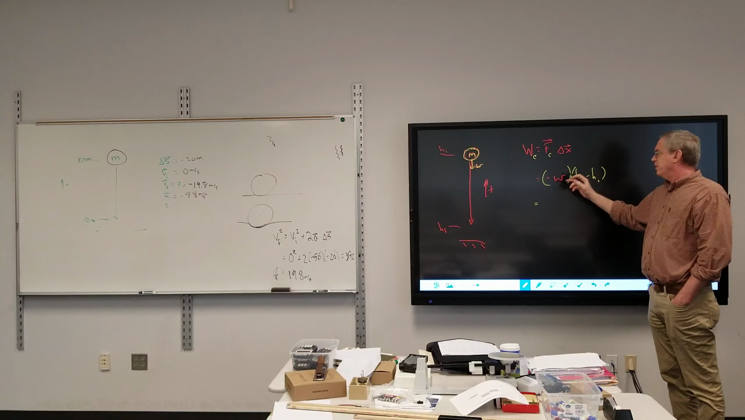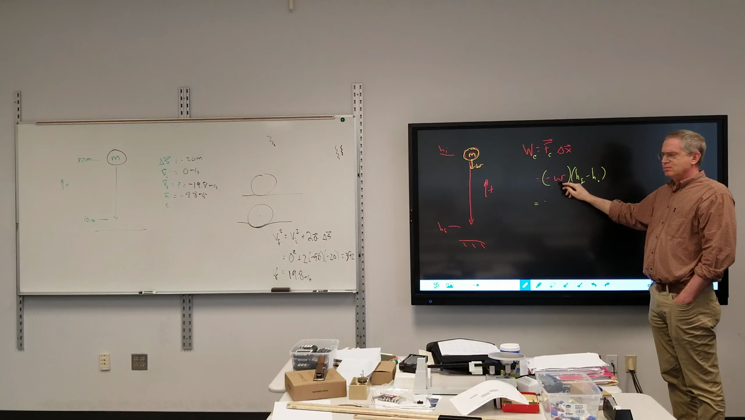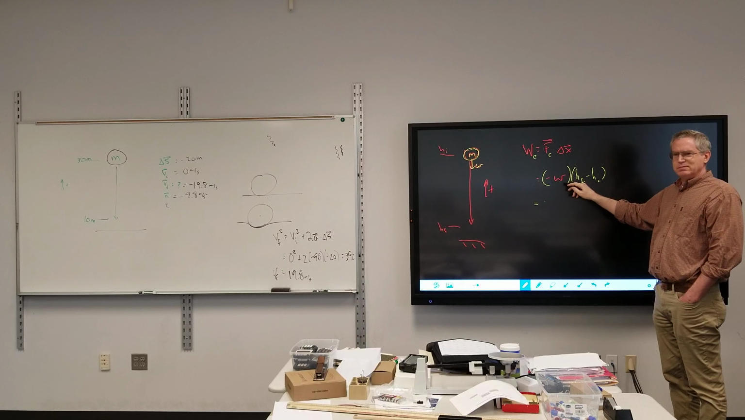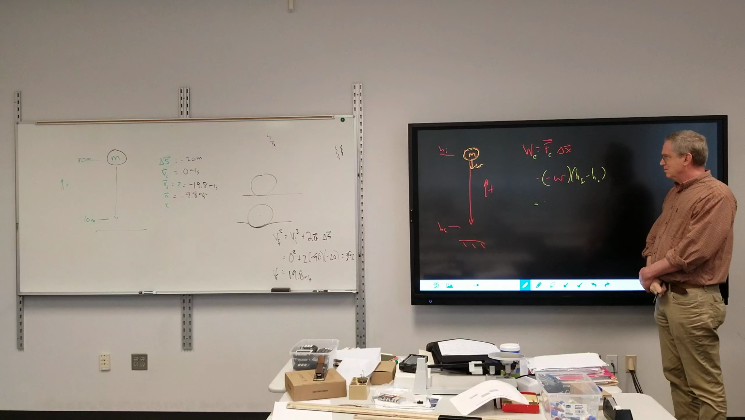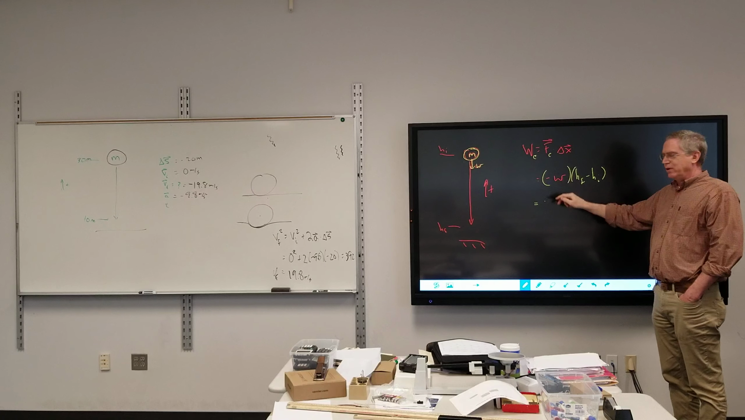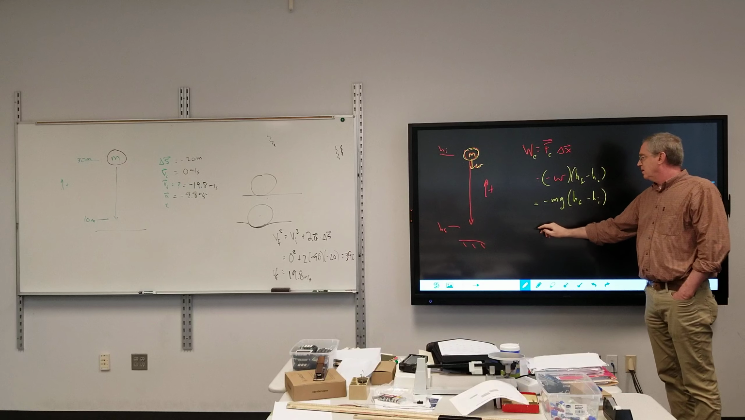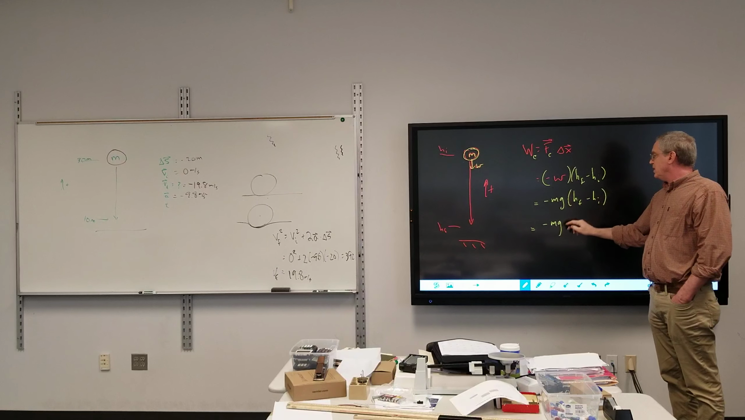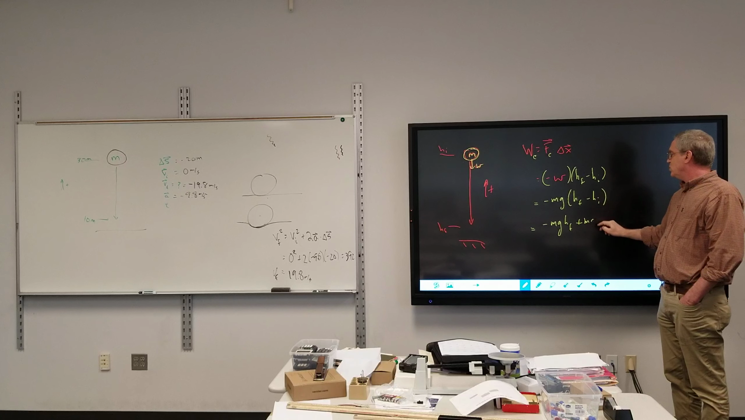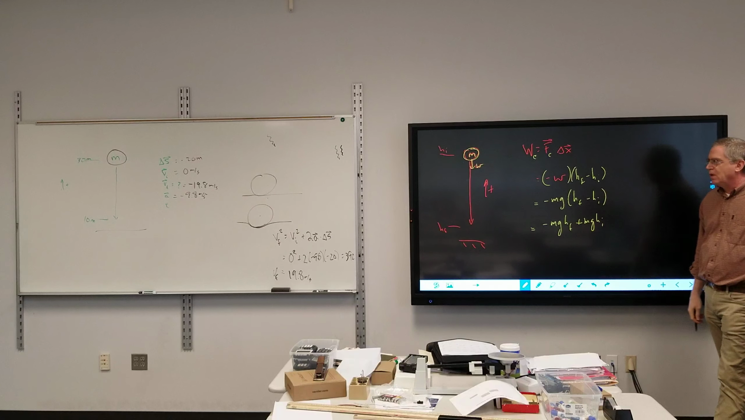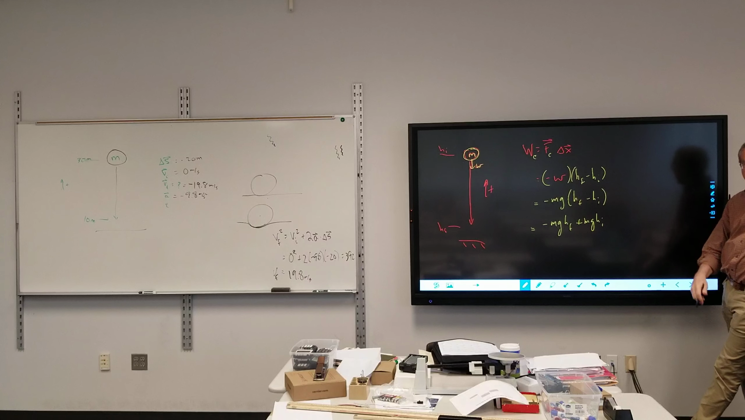And so I get, oh, and W? It's mass times acceleration due to gravity. But I already took the negative into account right there. So I have negative mg times hf minus hi. So I have negative mg hf plus mg hi. And that is equal to the conservative work being done.